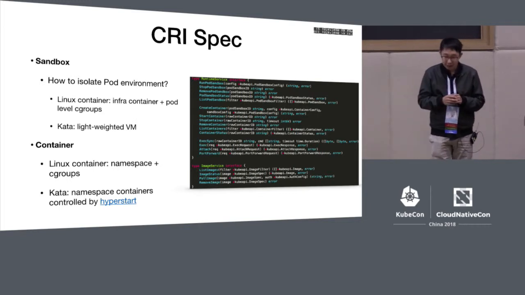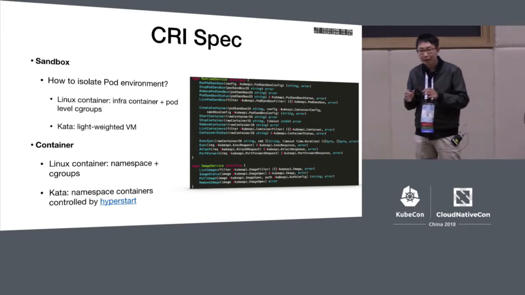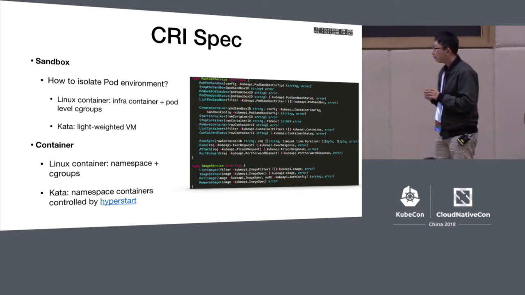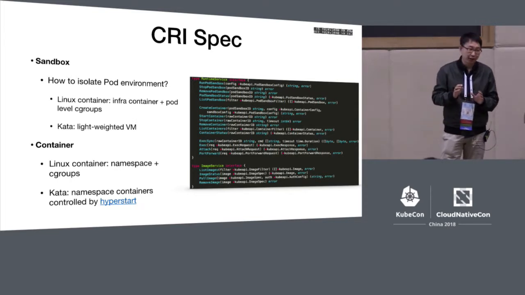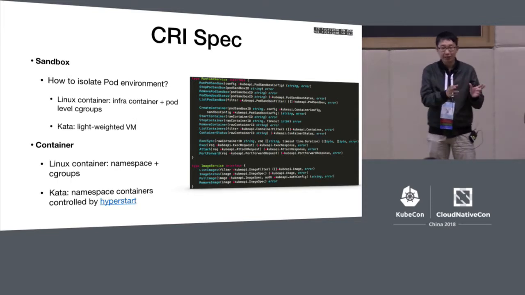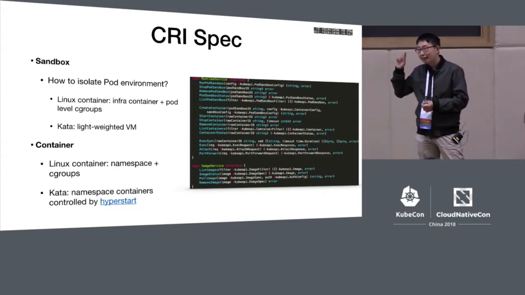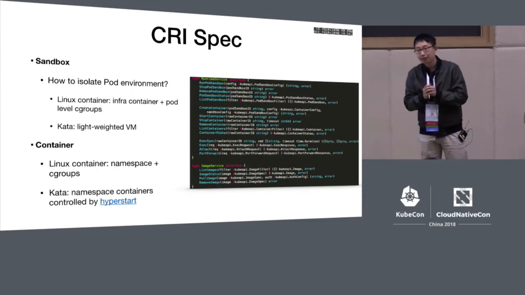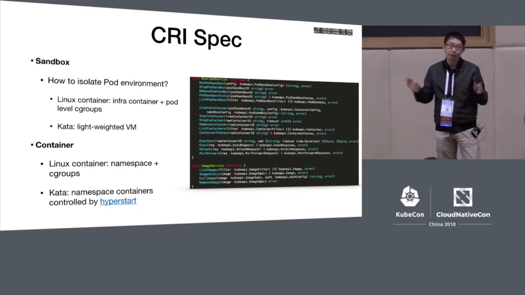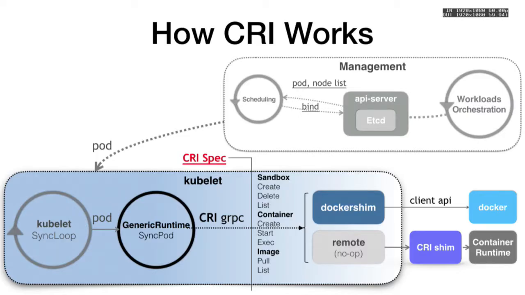This is a difference. If you use Kata Containers, then Kata will create the VM, the lightweight VM. So in the next phase, the container API for Docker will start up your container, but for Kata this is different. In the lightweight VM, the sandbox, Kata will set up the namespace for all containers instead of starting up the containers. So you have this mechanism.